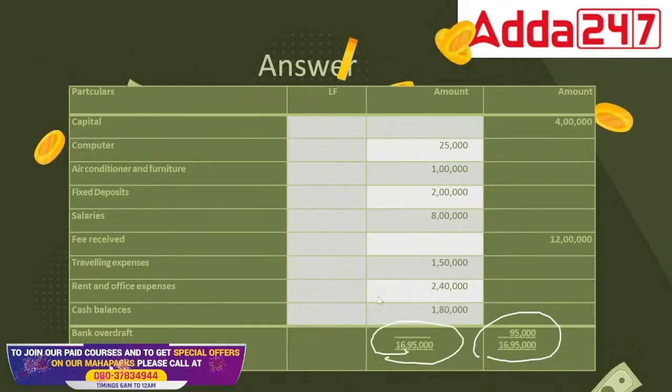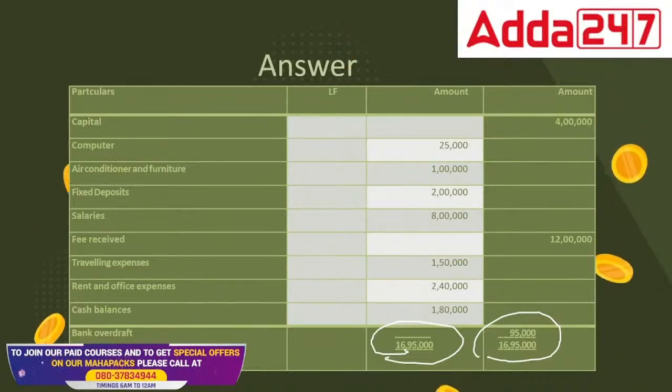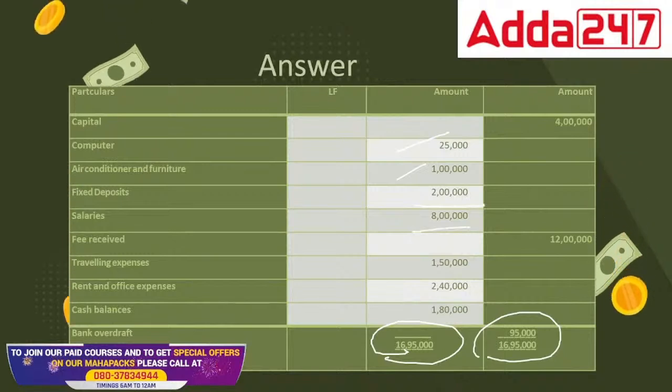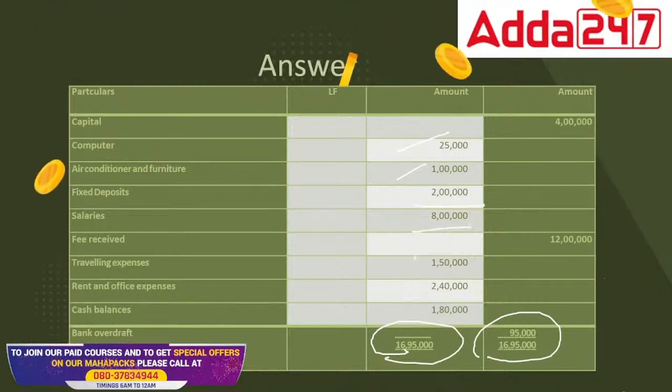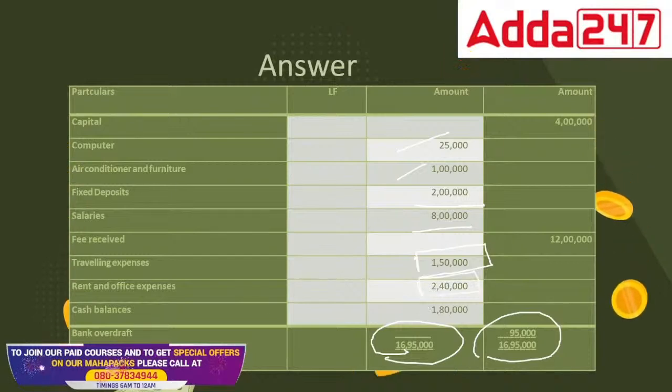This is how we show it, everyone. Have a look at it. Capital is given and 12 lakh is given. All the debit side items are here. Computer is 25,000. Air conditioner is 1 lakh. Then we have fixed deposit 2 lakhs, salary 8 lakh, then traveling expenses 1,50,000, 2,40,000. So these are the entire thing.